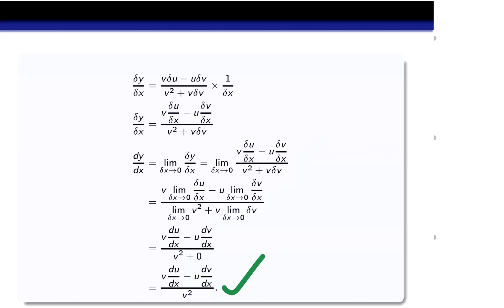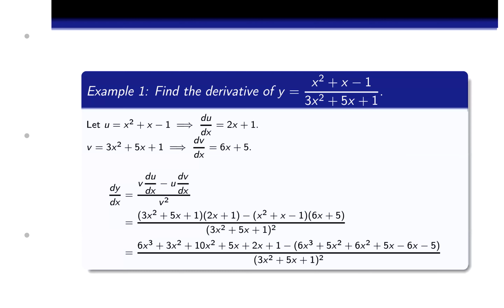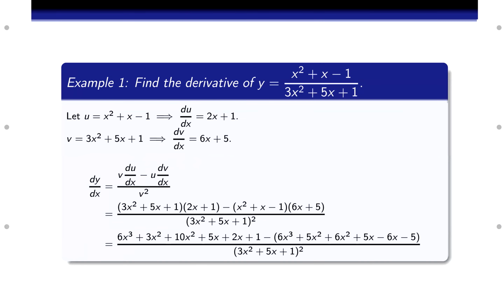All right, let's take some examples. Look at a simple one. You want to find the derivative of this rational function: y equals (x squared plus x minus 1) all over (3x squared plus 5x plus 1). So easy. Let u be x squared plus x minus 1, so that du dx will be equal to 2x plus 1. When you differentiate x squared plus x minus 1, you get 2x plus 1. Then v is 3x squared plus 5x plus 1, so dv dx is just 6x plus 5.